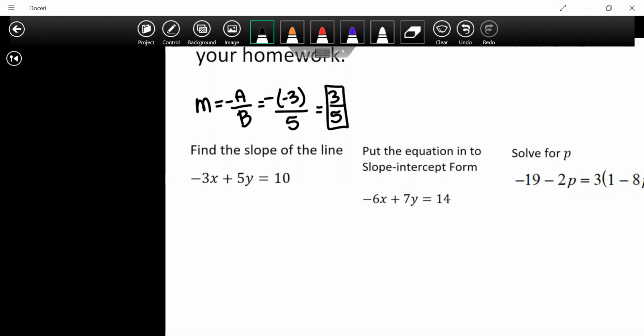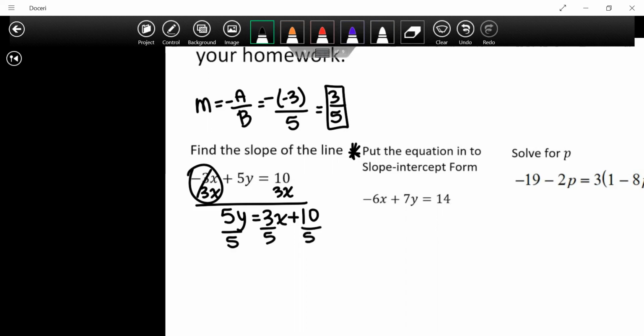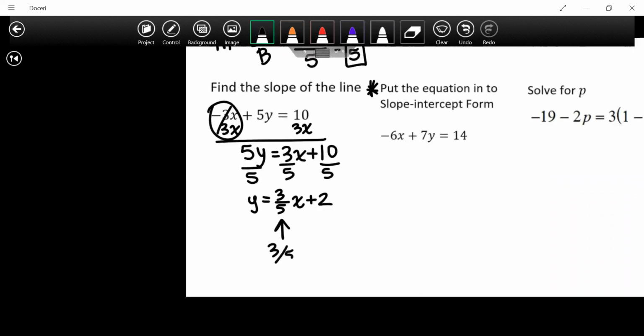The other way you can do it is by solving and putting it in y-intercept form, which comes back to the one to the right. If I add 3x to both sides, our 3x's are going to go away, leaving me 5y is equal to 3x plus 10. Solving for y, dividing both sides by 5, y will be equal to 3/5 x plus 2. In this case, again, 3/5 is our slope.